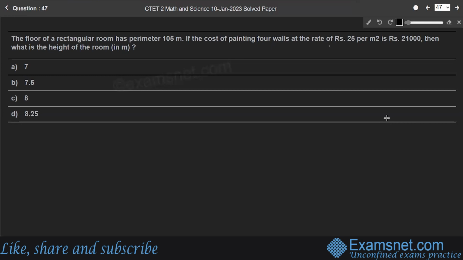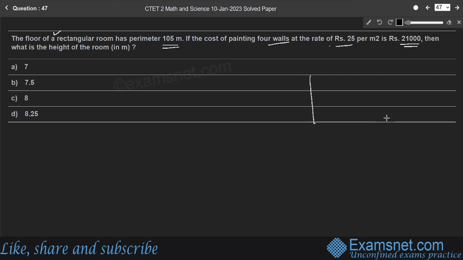Question 47. The floor of a rectangular room has perimeter 105 meter. If the cost of painting 4 walls at the rate of 25 rupees per meter square is 21,000 rupees, then what is the height of the room in meters? So students will consider a rectangular room, right?